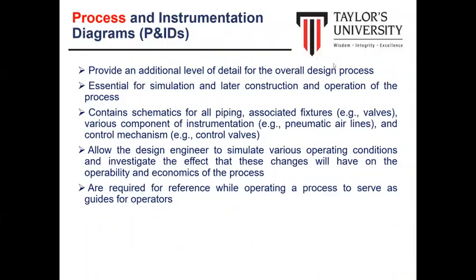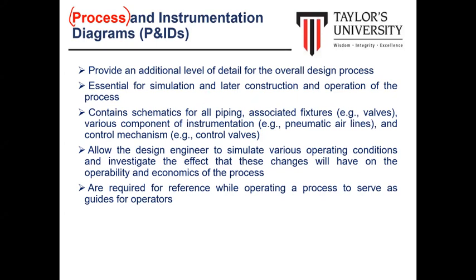Okay, next, let's move to the process and instrumentation diagram, or P&ID. Basically, P&ID can be defined as process, or piping and instrumentation diagram. So what is the difference between P for process and P for piping? I will explain it later, but in general, P&ID provides an additional level of detail for the overall design process. It is essential for simulation and later construction and operation of the process.